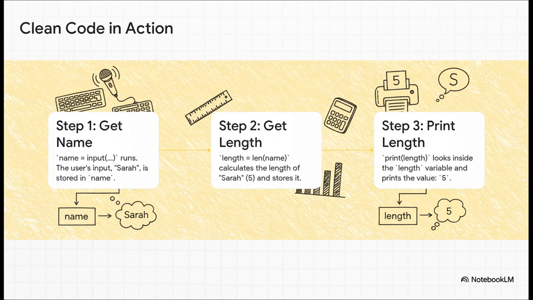First, the program asks for a name, and it stores the answer in that name variable, that name box. Then it uses what's inside the name box to calculate the length, and it stores that result in a second variable called length. Finally, it just prints whatever value it finds inside that length box. Each step is separate, it's clear, and it's so much easier to follow.